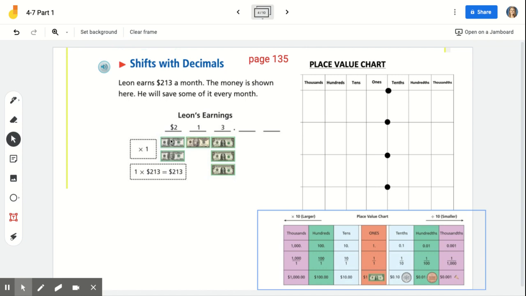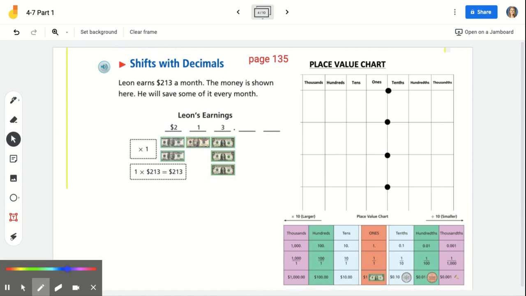So these situations, if you look at page 135 and 136, they look familiar. We were working with a similar situation and a similar strategy in a previous lesson. And that was when we were multiplying by 10, 100, and 1000. And we know that when we're multiplying by 10, 100, or 1000, we shift either, is it to the left or to the right? It's to the left.